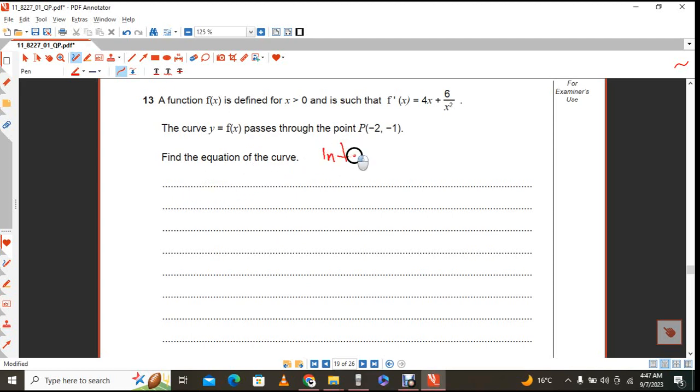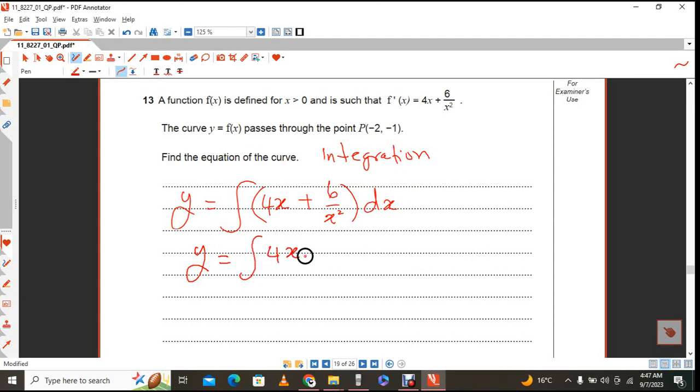We are busy with integration because we have to go back. We have the derivative function. We need to find the function. That means we must integrate: y equals the integral of (4x plus 6) over x squared with respect to x. Okay, well, this can also be written as y equals the integral of 4x plus 6x raised to the power of -2, also with respect to x.